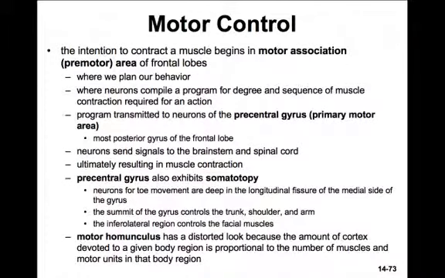The intention to contract muscle begins in the motor association area, or the premotor area of the frontal lobes. We have a plan of our behavior. When neurons compile a program for degree and sequence of muscle contraction required for a particular action, this program is transmitted to neurons of the precentral gyrus, or the primary motor area.